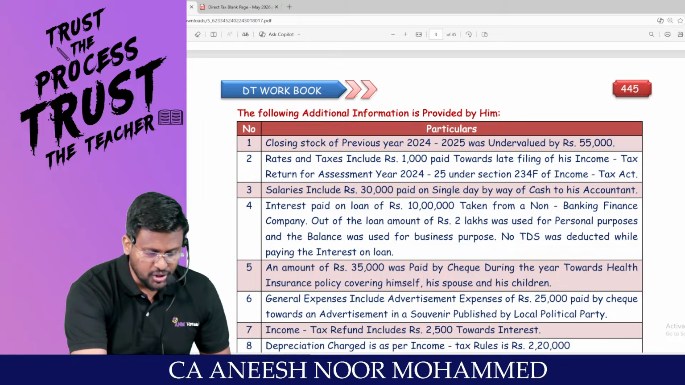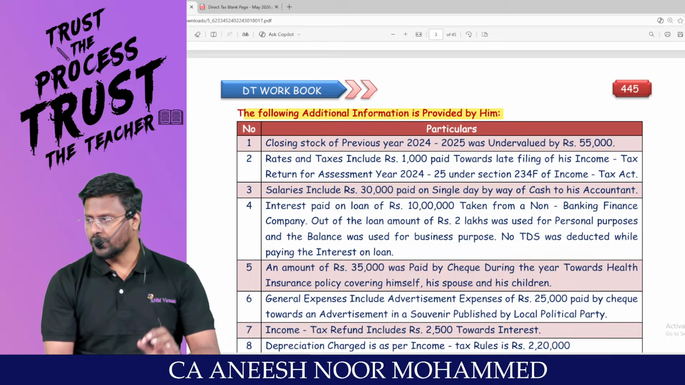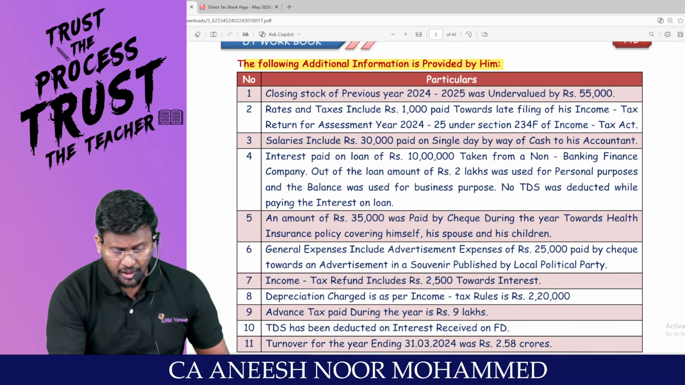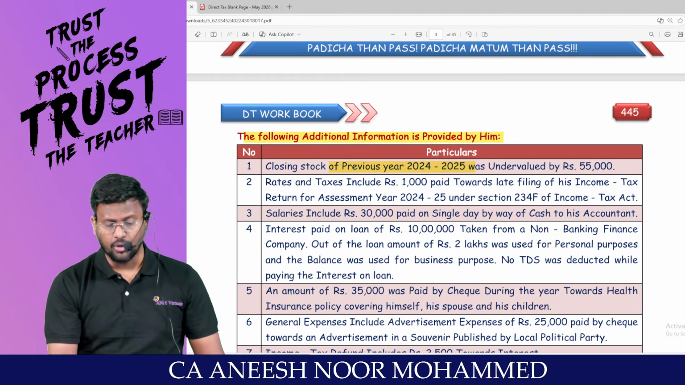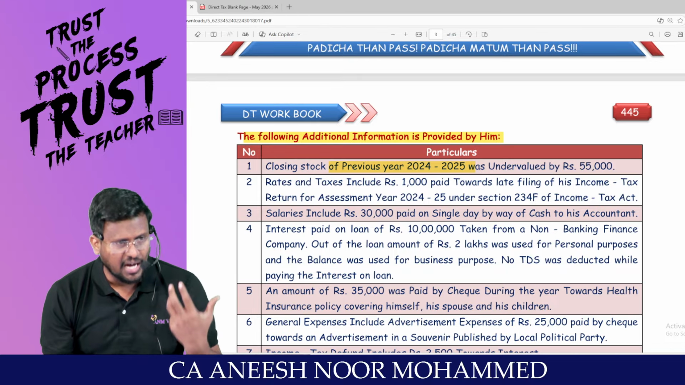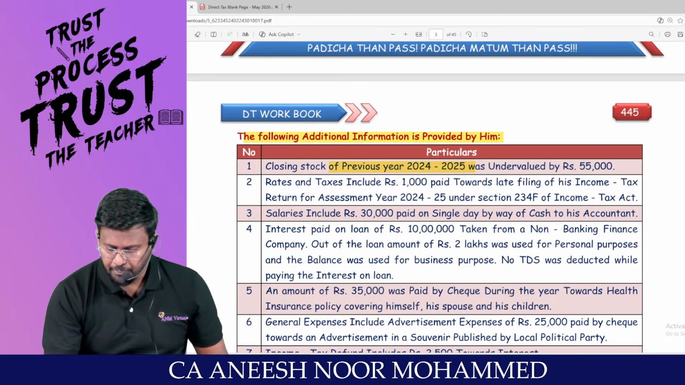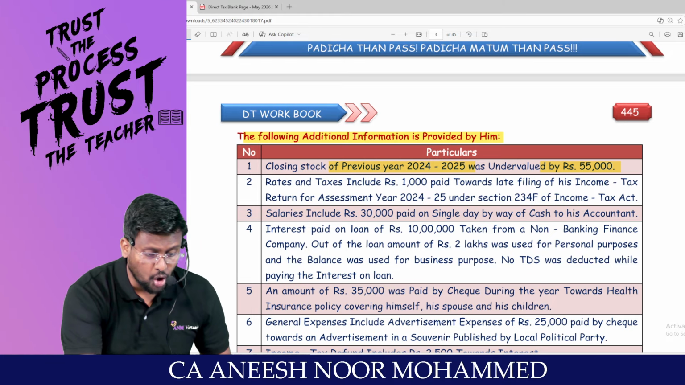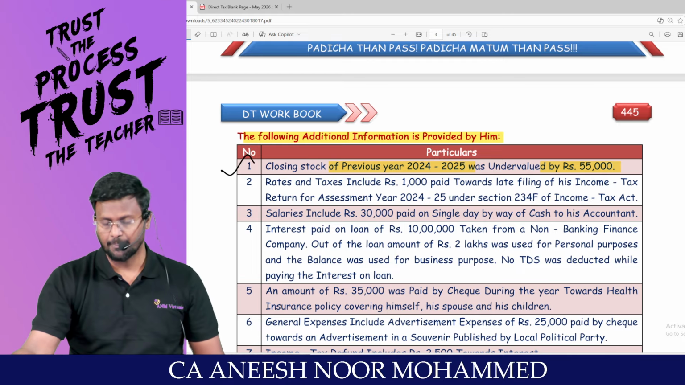Following additional information is provided by him. From here, the real game starts. Closing stock of the previous year 24-25. Don't confuse that. Previous year means last year. Previous year means in tax, our previous year 24-25 was undervalued by 55,000. This is called as stock adjustment, my dear lovable students.